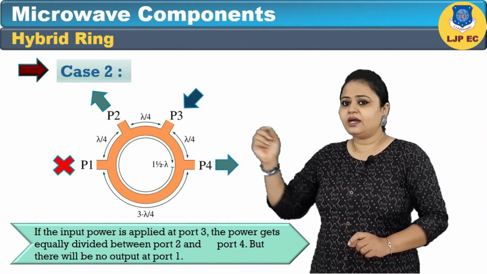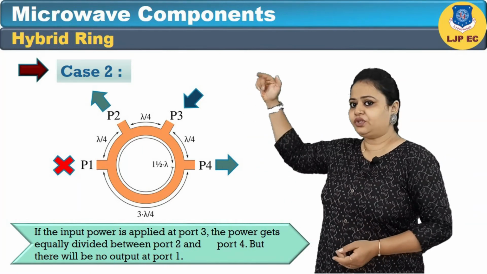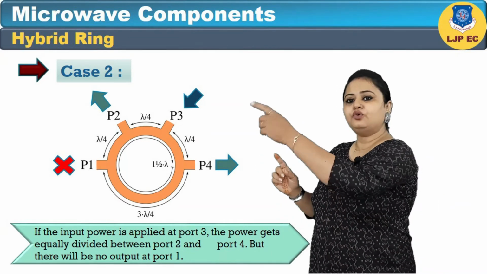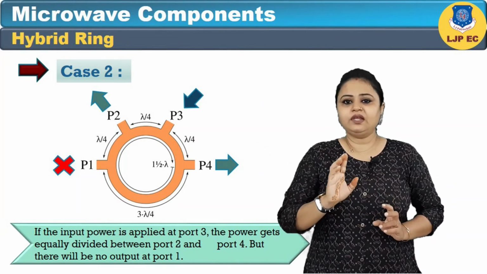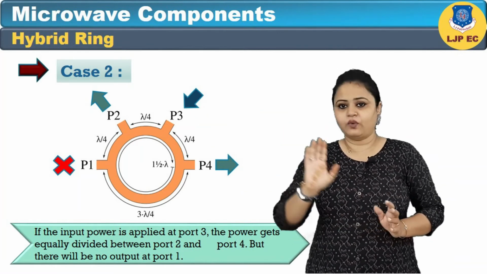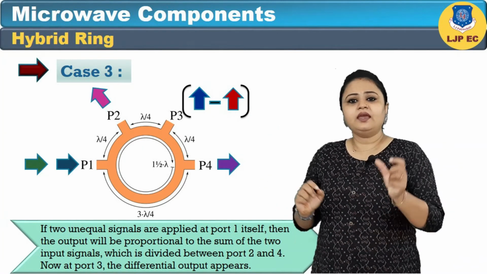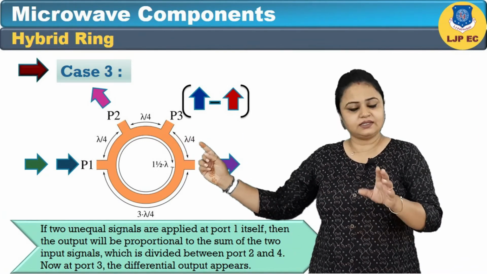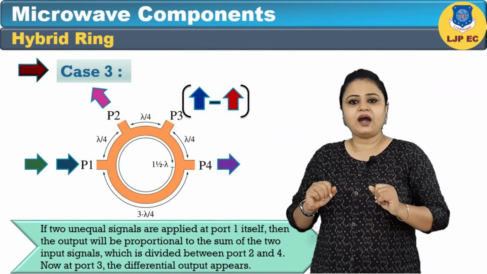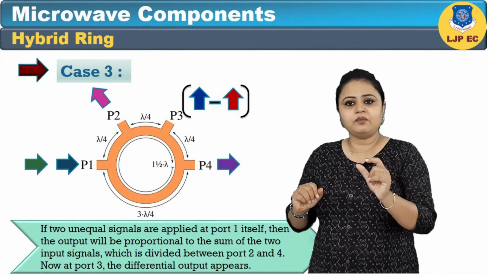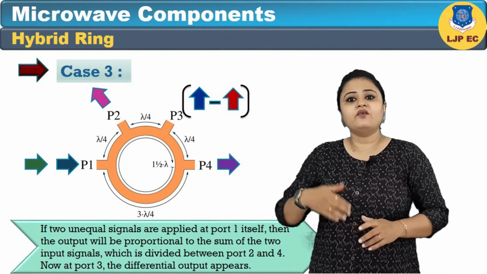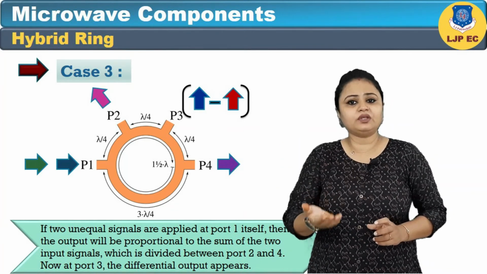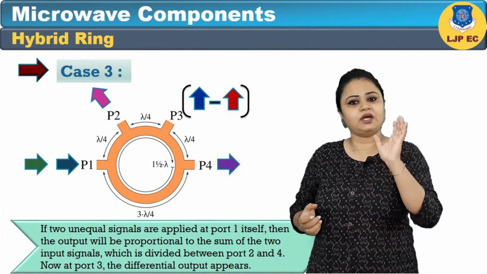In case 2, if input power is applied at port 3, the power gets equally divided between port 2 and port 4, but there will be no output power at port 1. In case 3, if 2 unequal signals are applied at port 1 itself, then the output power will be proportional to the sum of the 2 input signals, which is divided between port 2 and port 4. Now at port 3, the differential output appears.